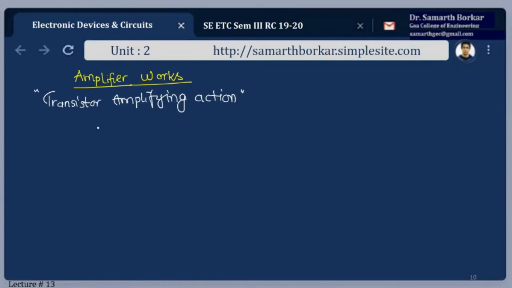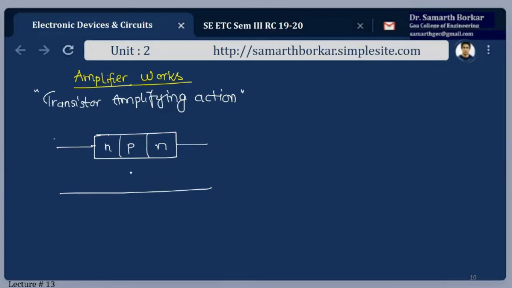Say for example, you are having a transistor of type NPN. Let me complete the circuit first. I'm using a common base circuit, so the base is made common to both input and the output. This is the transistor. And I'm not using any biasing circuit as of now.